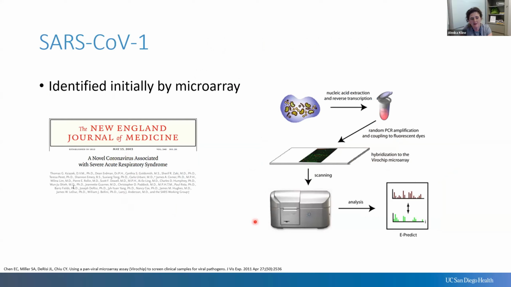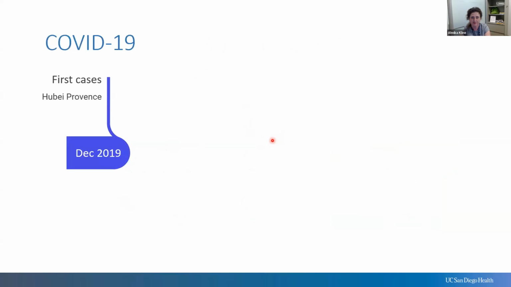And it was identified by Joe DeRisi and Charles Chiu at UCSF using a ViroChip, which was a microarray technology, comparing fluorescent signals, and it lit up the coronavirus region on that microarray. So let's contrast this with COVID-19. We all know this story very well, so I'm just going to point to the parts about diagnostics.